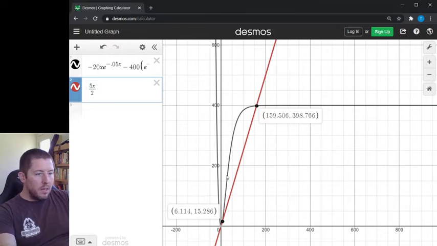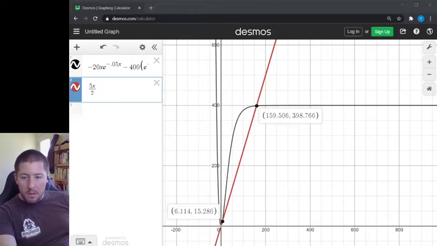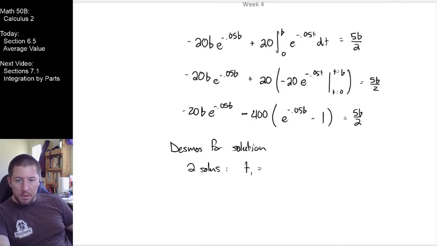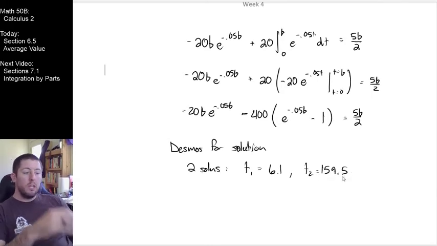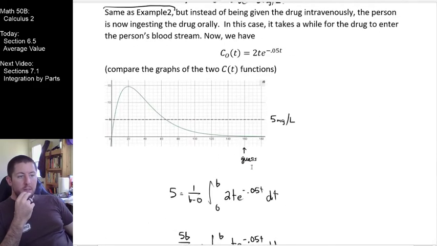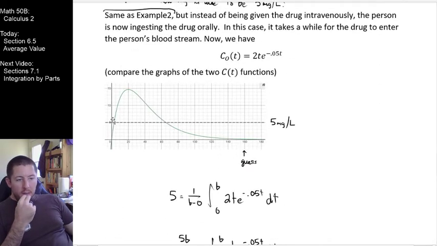And so what did we just see here? We just saw a 6.1. All right, look at me remembering. 6.1 and a 159.5. So it looks like, notice, we nailed it on our first solution. But check this out right here.